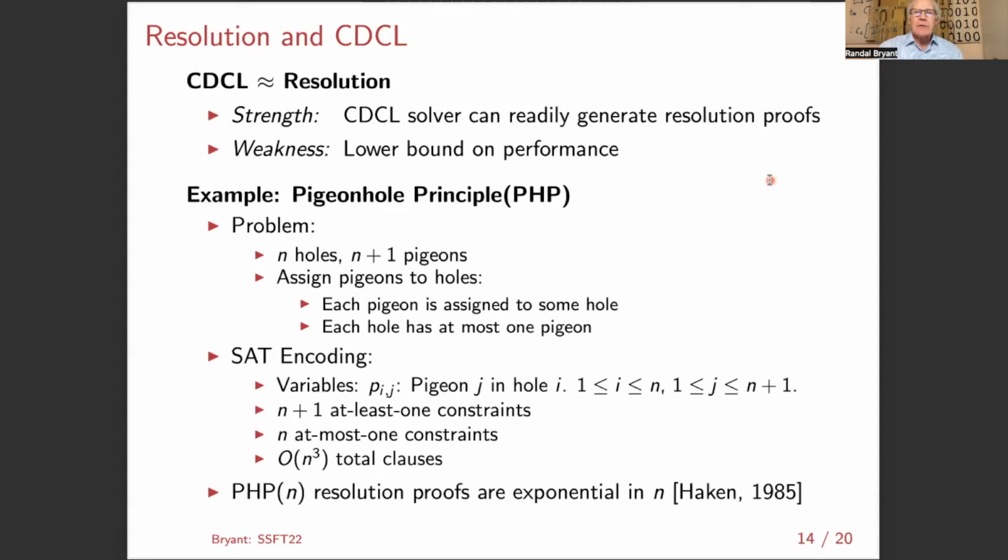The bad news is that if there are problems for which the resolution proofs are inherently large, that means that CDCL is going to do very poorly.